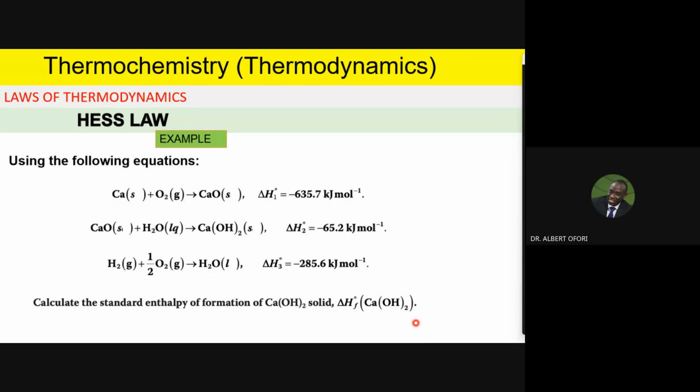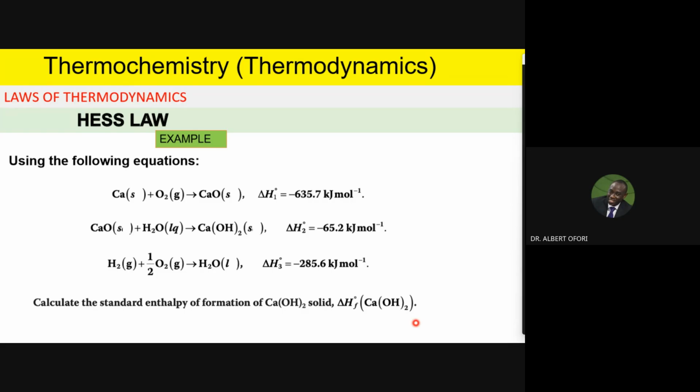So sometimes I have to multiply some equation by a factor. Sometimes I have to reverse that equation. Okay, so you remember, if I multiply by a factor, I have to multiply delta H. If I reverse it, the sign will have to change. You get me?